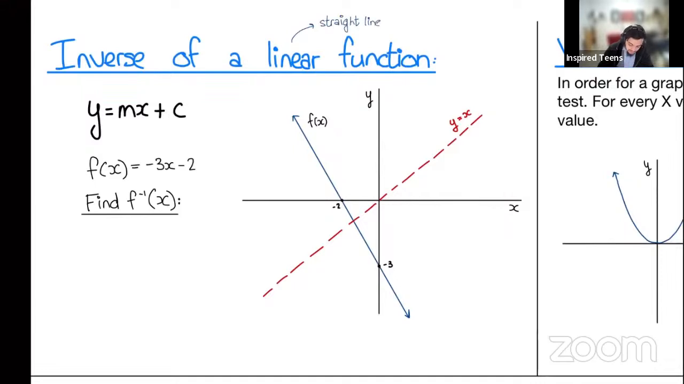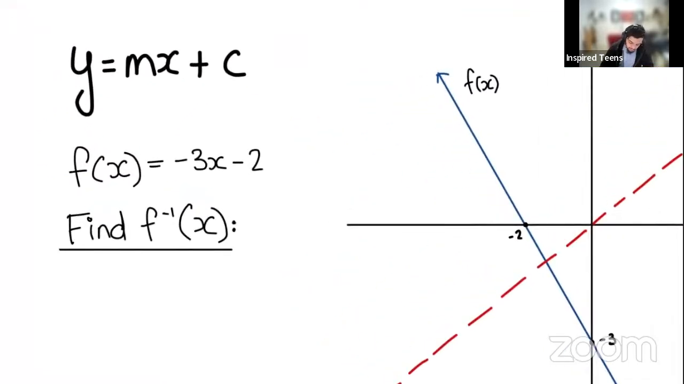The straight line graph, remember, has the formula y is equal to mx plus c, where m is the gradient and c is the y-intercept. So if we have an example where f of x is equal to negative 3x minus 2, this is an example of a linear function. Now they say find f to the power of minus 1. Whenever you see f to the power of minus 1, remember that this is the inverse.